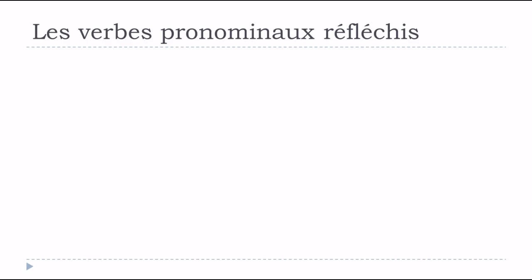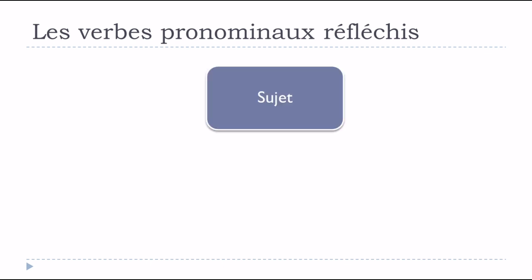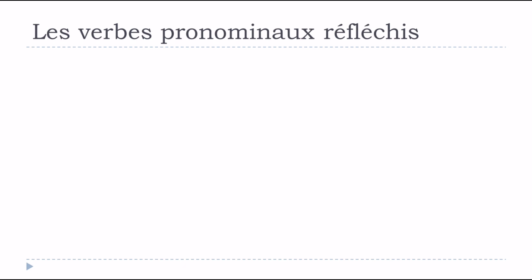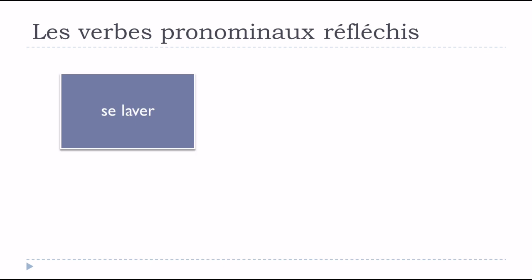So what are les verbes pronominaux réfléchis? It's a good question. So let's imagine that we've got the subject. So the subject will be me. And the idea of these verbes pronominaux réfléchis is that if I do something, so I will do une action, I will do it on myself, okay? And that's the whole concept of these verbes pronominaux réfléchis. So I'm doing something and I'm doing it on myself, okay? So let's see now a few examples of verbes pronominaux réfléchis.